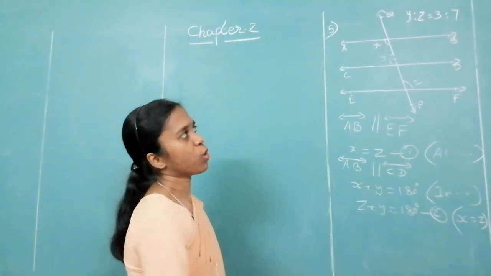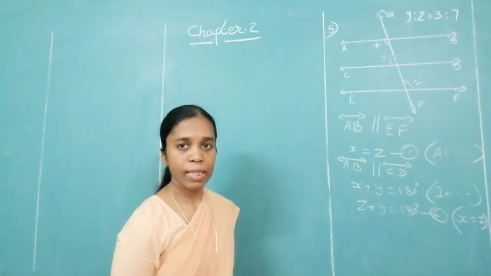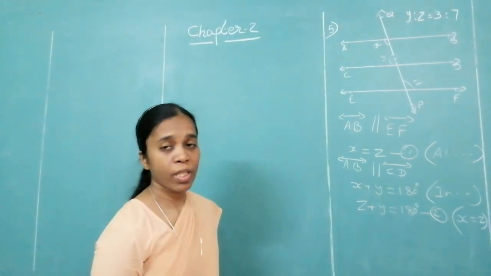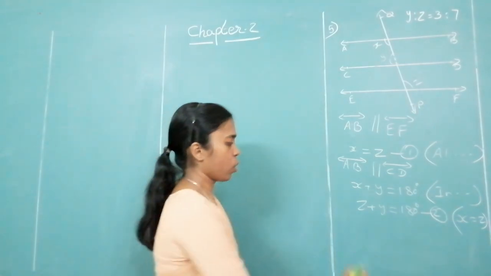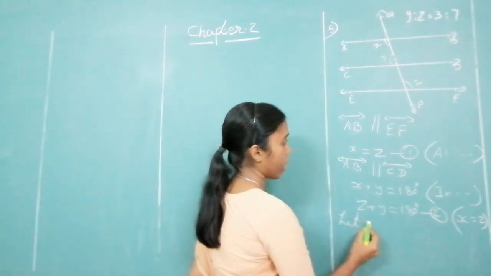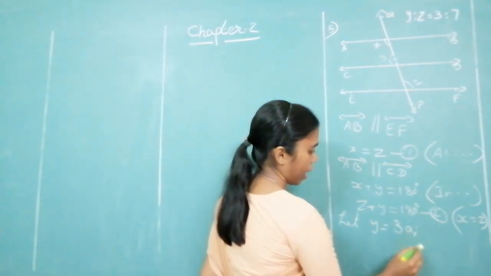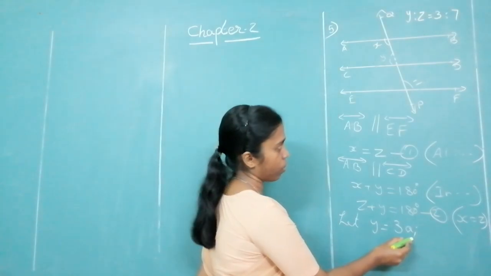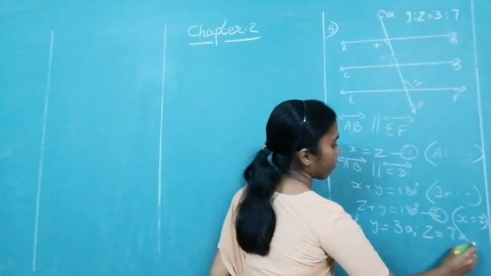Now look at what is given to us. Y is to z is equal to 3 is to 7. This is given in the ratio form. Means there is some common multiple. So we will consider, let y is equal to 3a. We consider a as a common multiple. Okay. And z is equal to 7a.